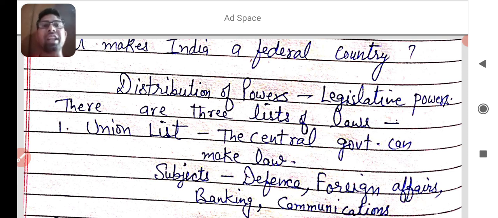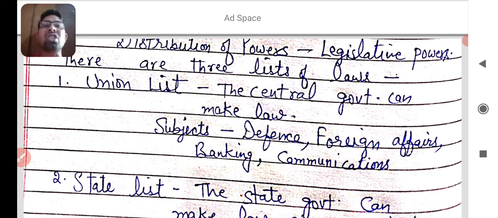For legislative power, there are three lists made by the Constitution. List means list of some laws, some subjects. Some subjects are there in which a special type of government can make the law. There are different lists of subjects for legislative powers. I think you got the point. There are three major lists made by the Constitution for distributing the legislative power. First is union list.